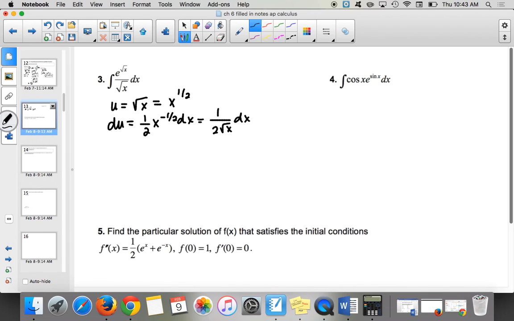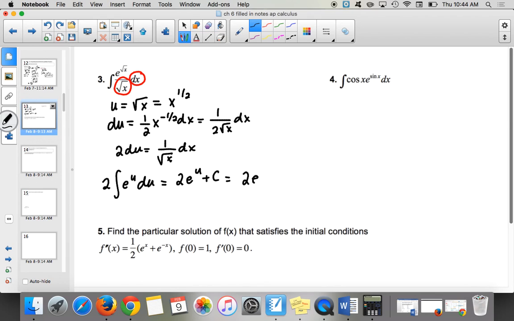So that's almost what we want to replace because we have our root x, our 1 over root x dx. But we have that extra 2, right? So you can kind of multiply that 2 to the other side if you want to, so then we have our 1 over root x dx like we want. So we're going to have 2, and then the integral of e to the u du. So it's going to be 2 e to the u plus c, which is 2 e to the square root of x plus c.